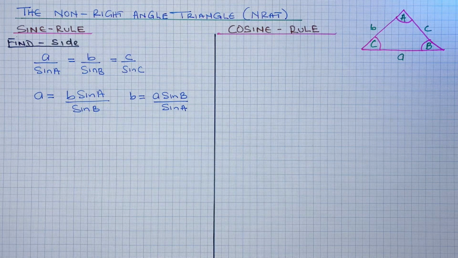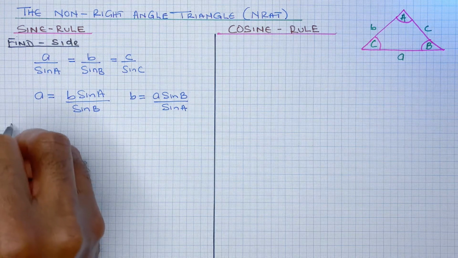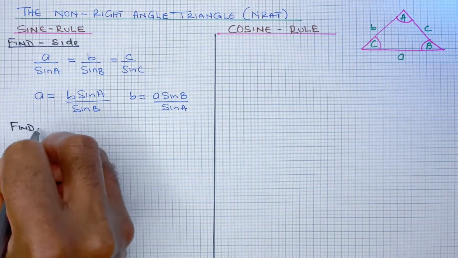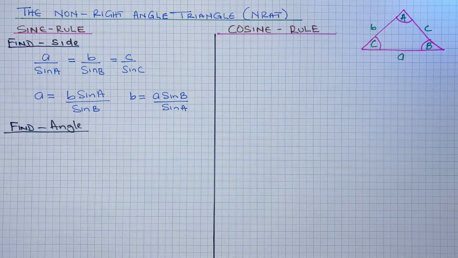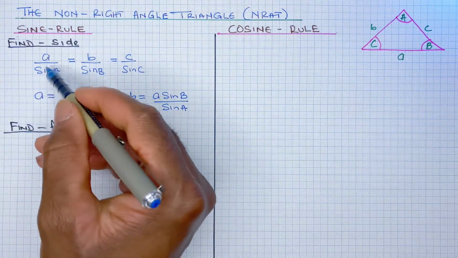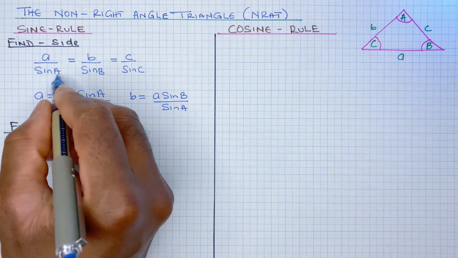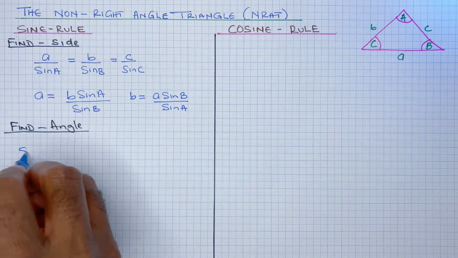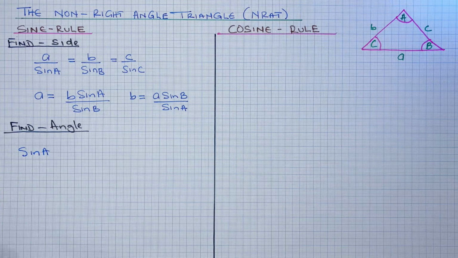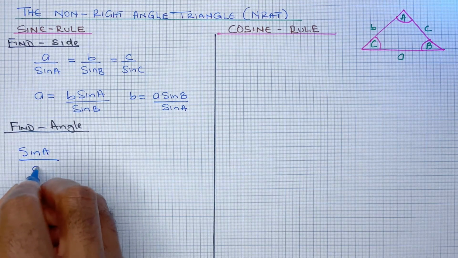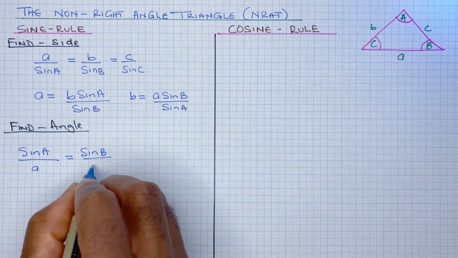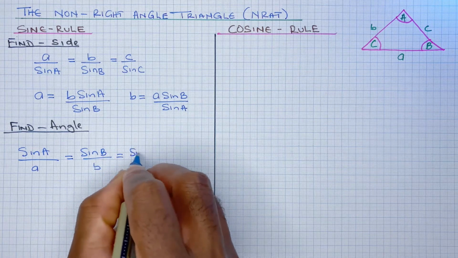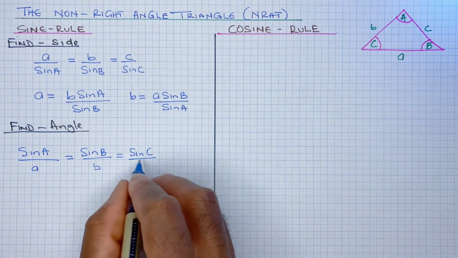And if you're going to find the angles, instead of putting the side on top, you put the angle you're looking for on top. If I'm looking for angle A, I'll say sine of A over little a equals sine of B over little b, which also equals sine of C over little c.